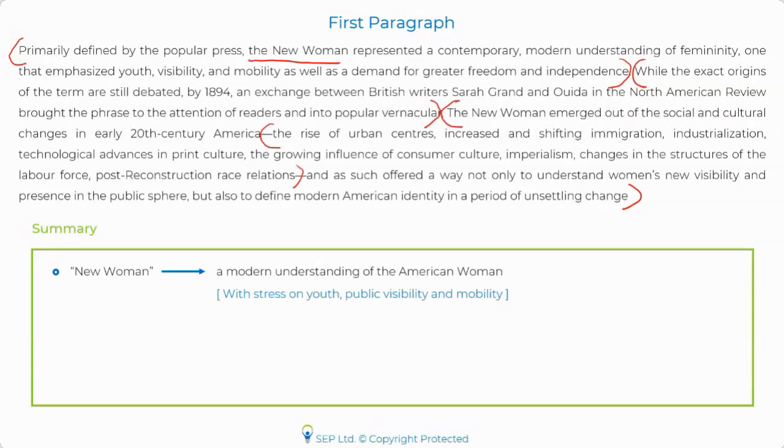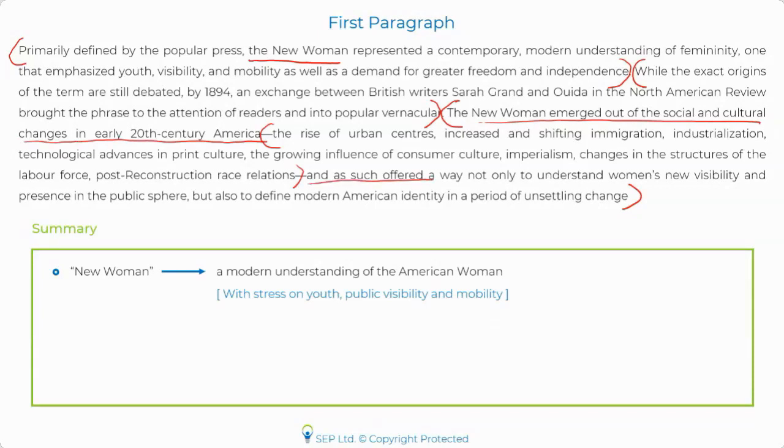After that, if you have read this passage, you'll realize the portion between dashes talks about different changes. The moment you realize that we are just talking about different changes here, just keep it in mind. If you have a detail-based question, like which of the following is or is not a change, then you come back to this portion. But otherwise, this is mostly about what. The main part of this paragraph is that the new woman emerged out of social and cultural changes in the early 20th century and as such offered a way.